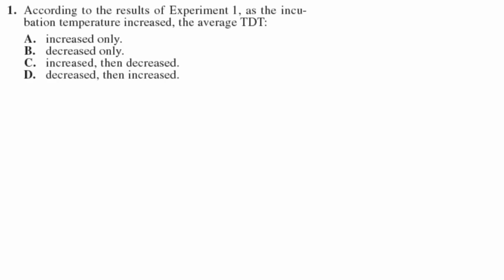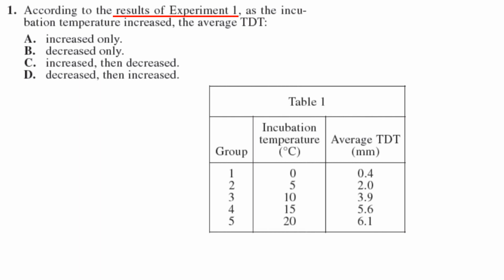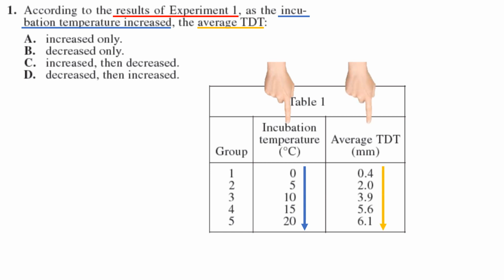Question number 1. According to the results of experiment 1, as the incubation temperature increases, so incubation temperature goes up, what does the average TDT do? So this is TDT. When you see it goes up as well, so it increases only. It's a pretty straightforward question.